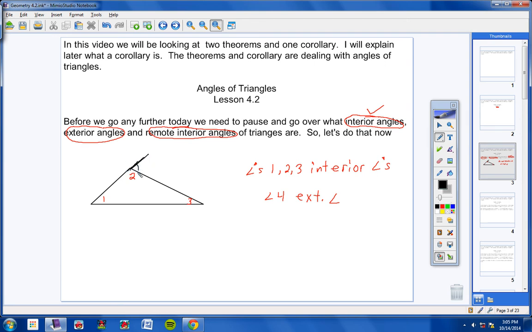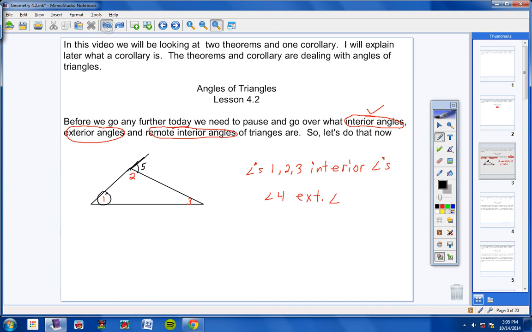and call this my exterior angle, we'll call it angle 5, then my two remote interior angles would be this angle here and this angle here. Why would it not be angle 2? Because angle 2 is the angle that's right beside my exterior angle. The angle that's right beside your exterior angle is never your remote interior angle.